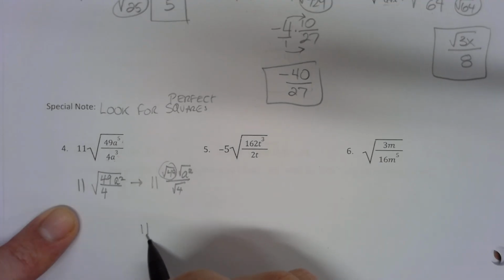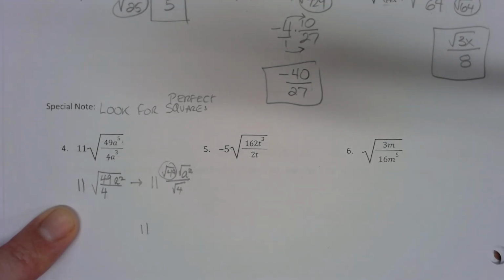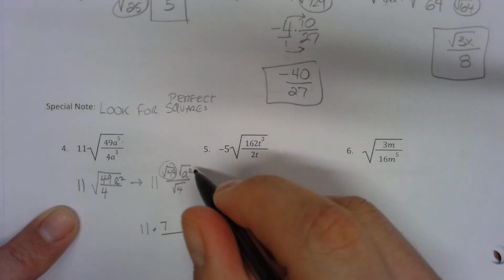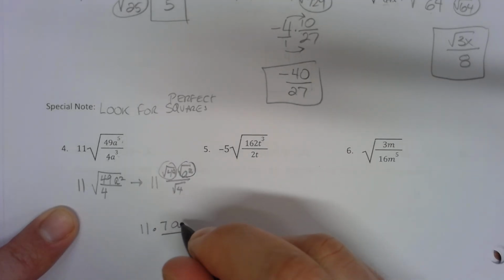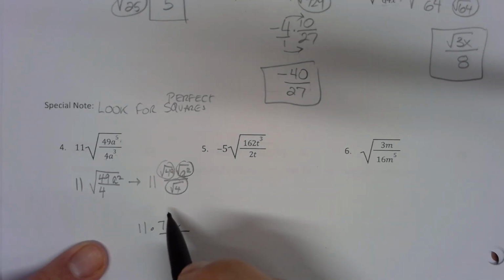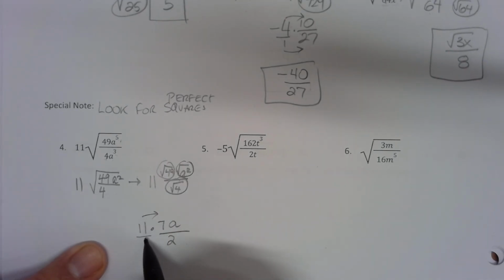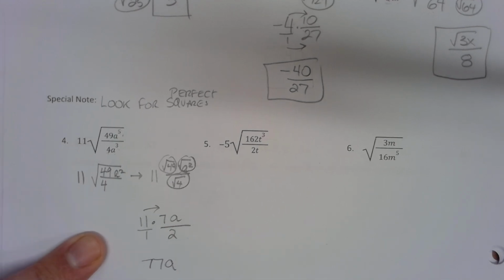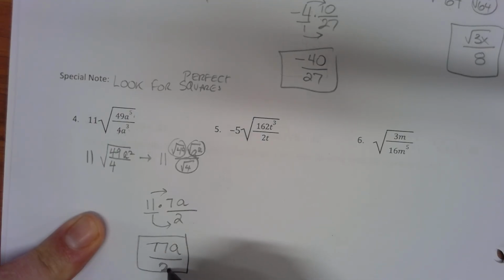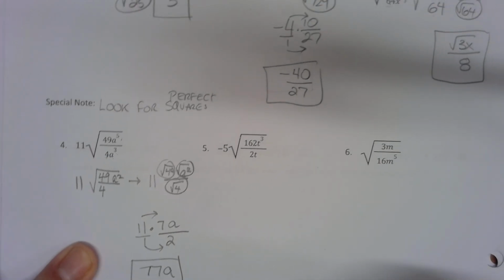The 11, again, stays on the outside. The square root of 49 is a 7 in the numerator. The square root of a squared is an a. And the square root of 4 is a 2. We're going to multiply our fraction across. 11 is the whole number, 11 over 1, so we have 77a divided by 2. This is our final answer, 77a over 2. One last look, these do not simplify.